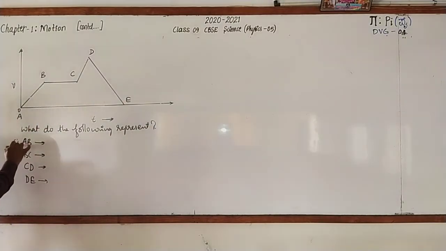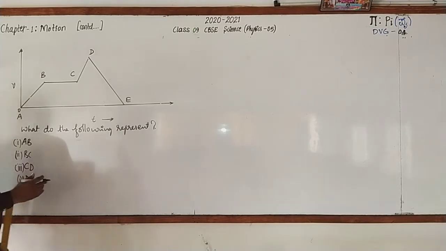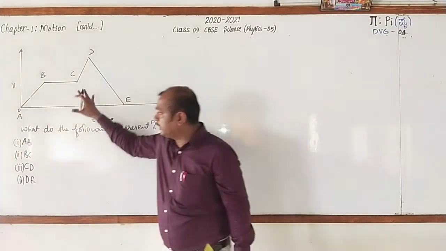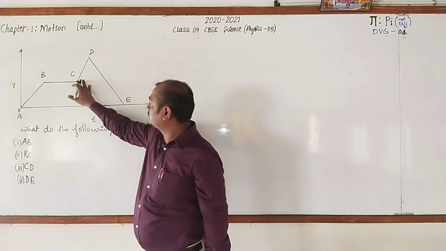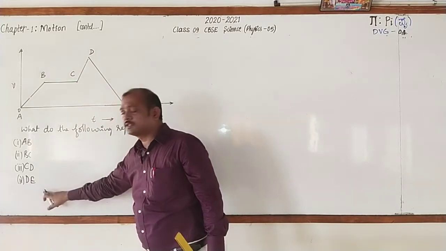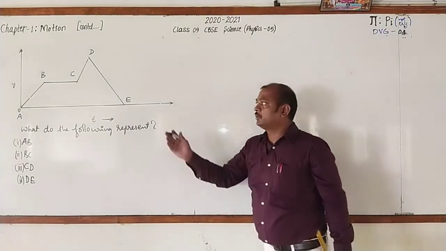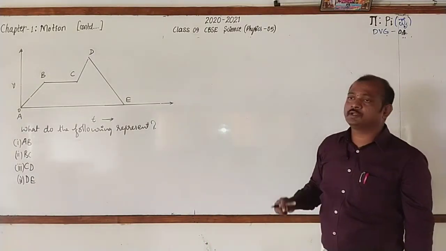So this is first one, AB, and second one, BC, third one, CD, and fourth one, DE. So you will have to write the answer. Okay. So you have to copy this graph, then go for answering these questions. Clear up? Now we will move on to the next part of the chapter.